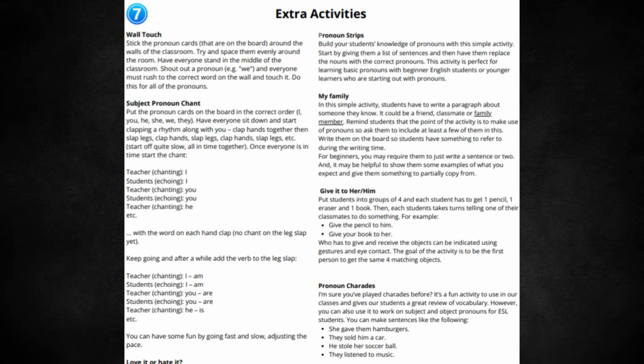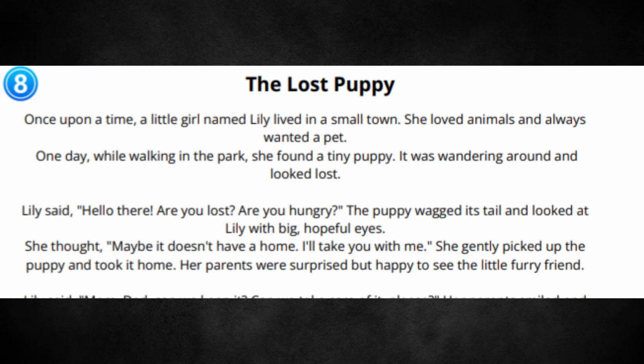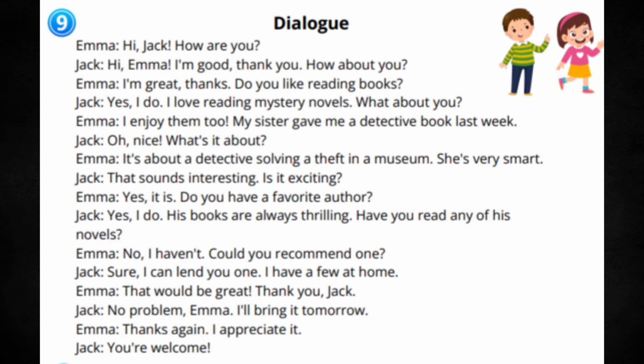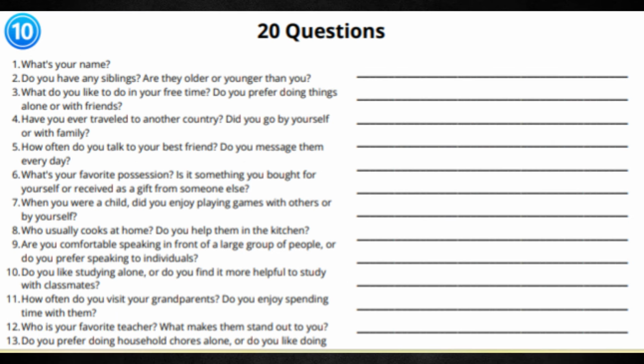We have some extra activities to practice pronouns with the students. We also have a story using pronouns. Once upon a time, a little girl named Lily lived in a small town. She loved it. So you can ask the students to circle all the pronouns too. Then we've got some comprehension questions. We've got a dialogue the students can practice together. And then 20 questions based on pronouns.